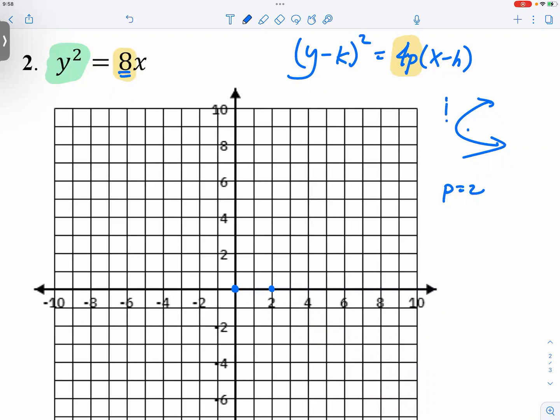By knowing the p-value, it basically unlocks everything because you would know the focus, since you know the picture, right? And then you know the directrix right here, again, 2 units away. And then you know the endpoints of the latus rectum, because they are 2p units away from the focus, meaning 4 units away from the focus. And you're done.